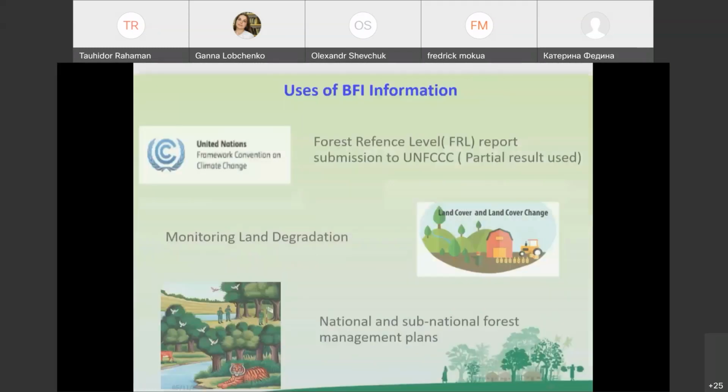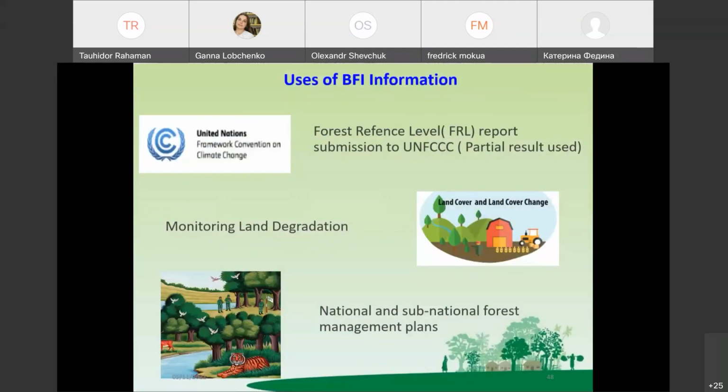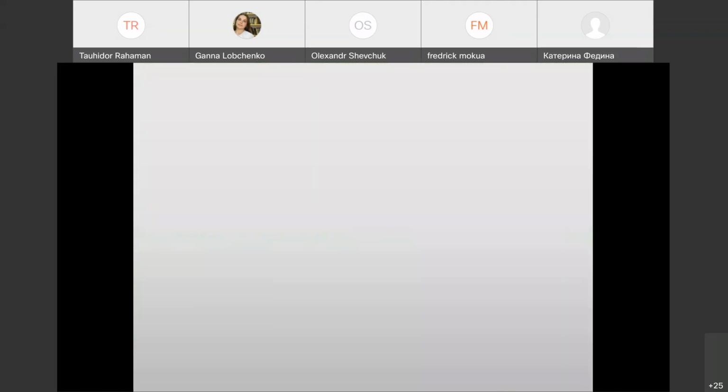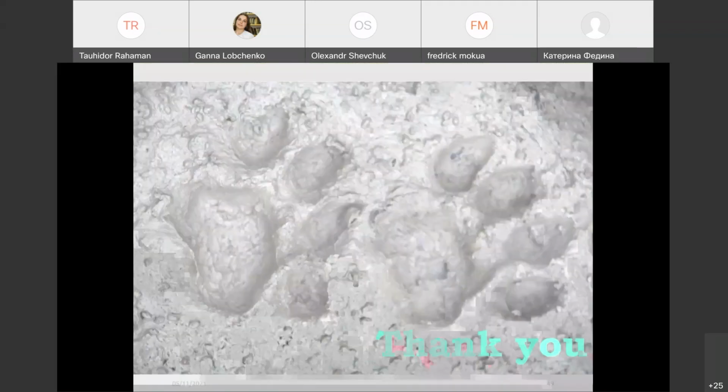So use of NFI information, also forest reference level, report submission to UNFCCC. We have used very particular information from our National Forest Inventory. Monitoring land degradation, and national and subnational forest management plan. So this was my presentation.